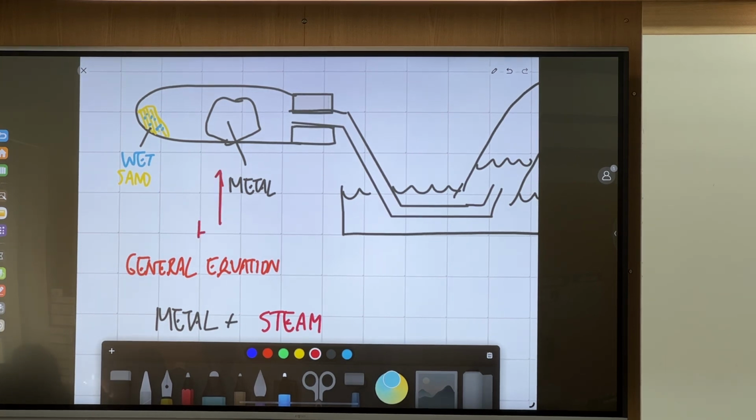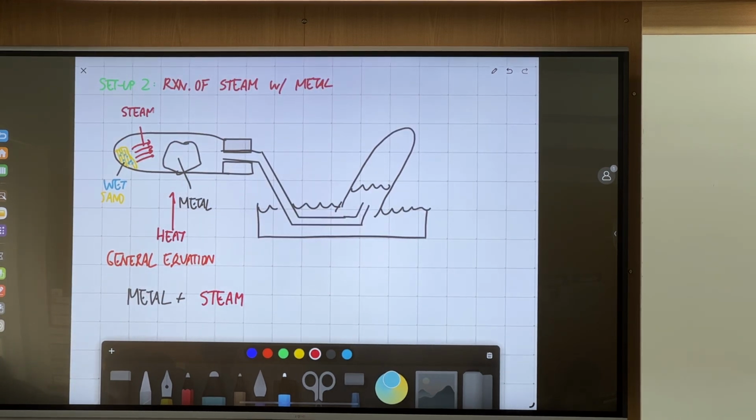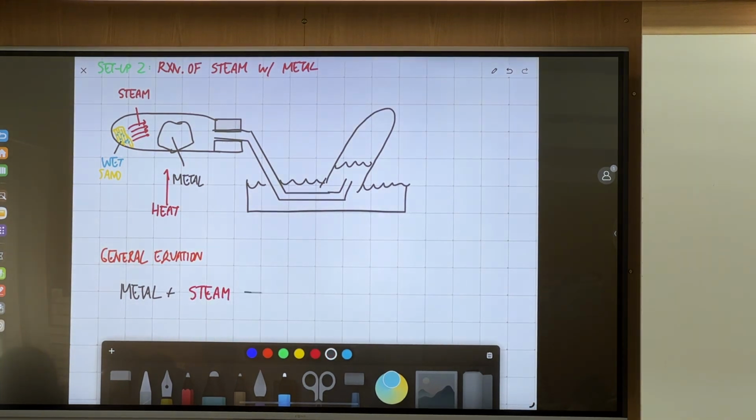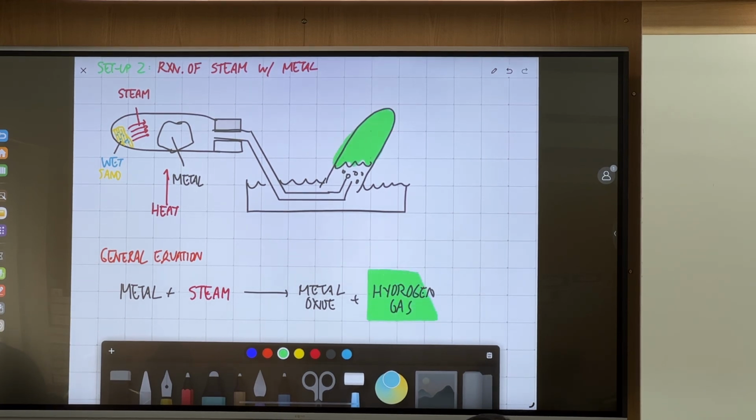When you heat the metal, some of the heat will be distributed back into the wet sand here, and it will produce steam. So the wet sand would evaporate water into the test tube, and then the steam will pass through the metal. So this is how you make the metal react with steam. One last thing: metal plus steam will form metal oxide and hydrogen gas. And where did the hydrogen gas go? The hydrogen gas will then be collected in here and fill up this space. So this is where you will see the hydrogen gas.